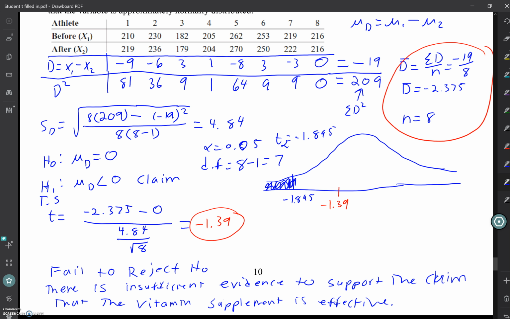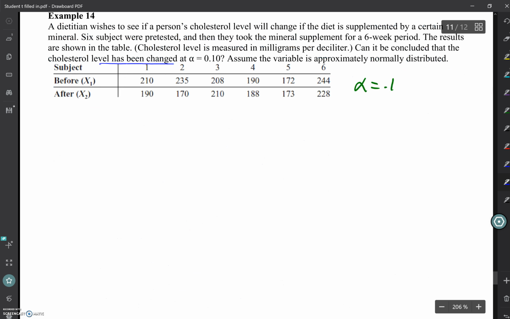Other questions? Know that the cholesterol level has changed. Well, the null hypothesis still has to be that the difference mean is equal to 0. What's going to be the alternative? What does change go along with? Not equal. And that's also where your claim is.